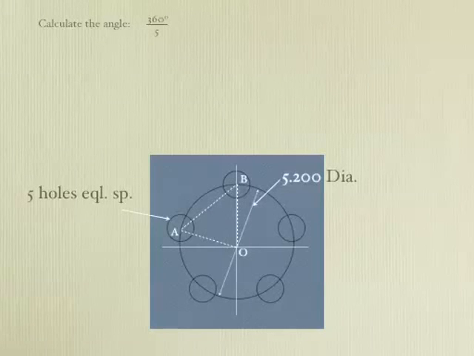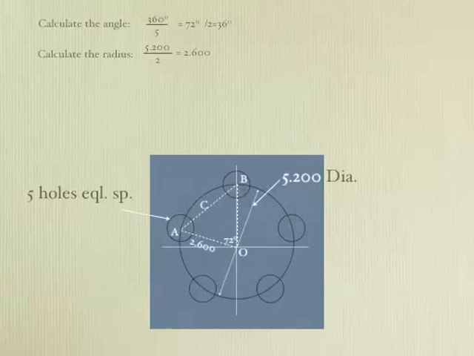So to calculate the angle, we divide the angle, 360 degrees, which is what we have in a circle, by the number of holes, 5. And we find that we have an angle of 72 degrees. Next, we divide the diameter by 2 to get the radius. So 5.200 divided by 2 gives us 2.600 for the radius.